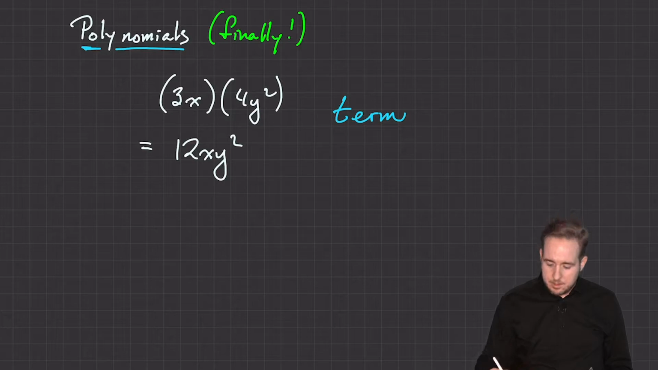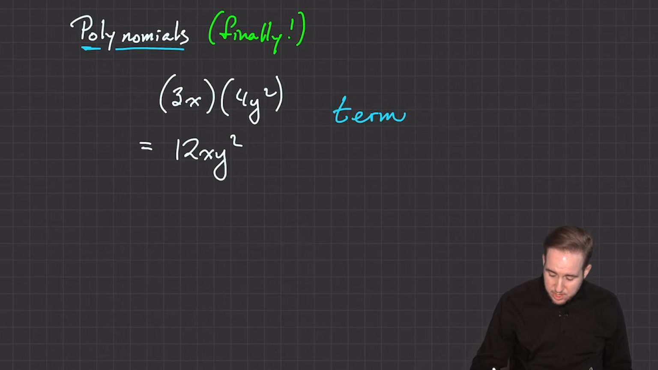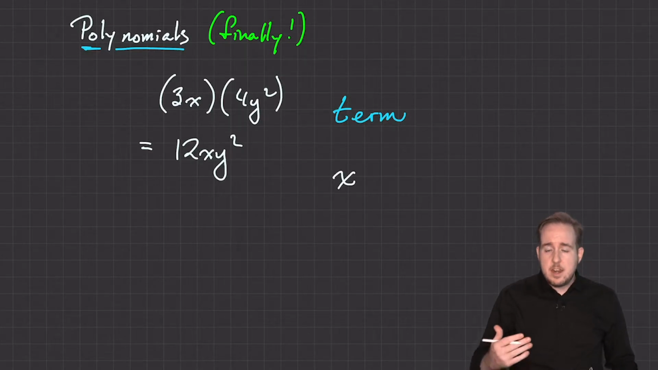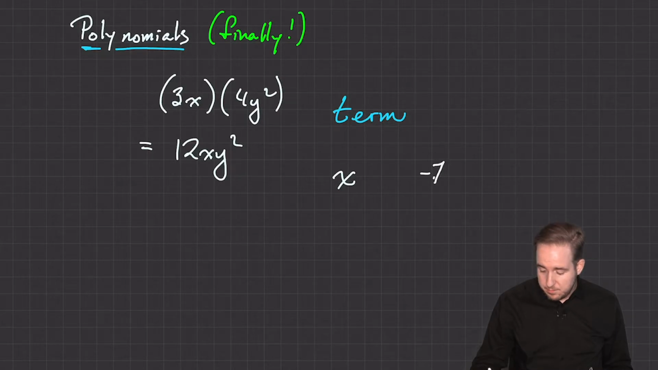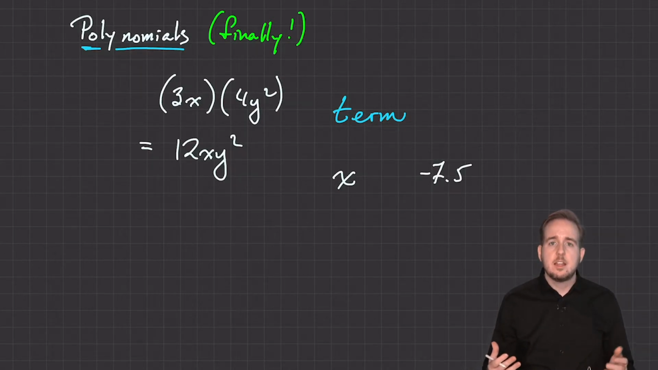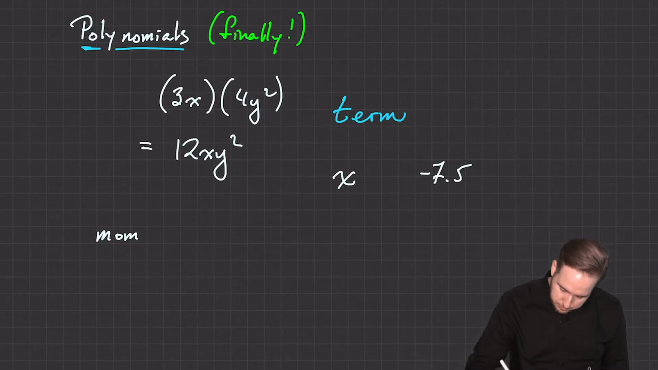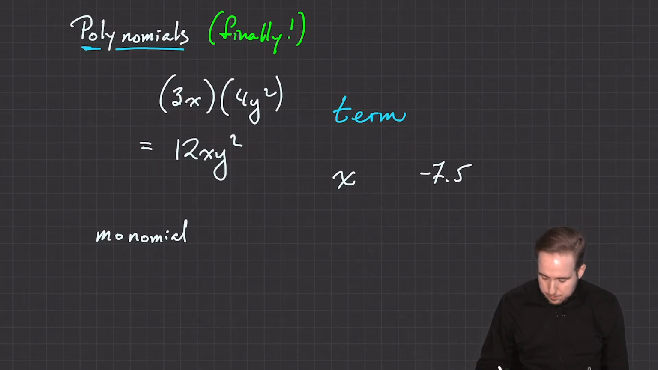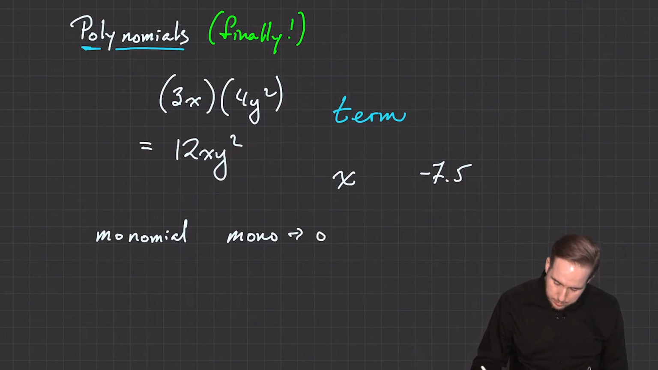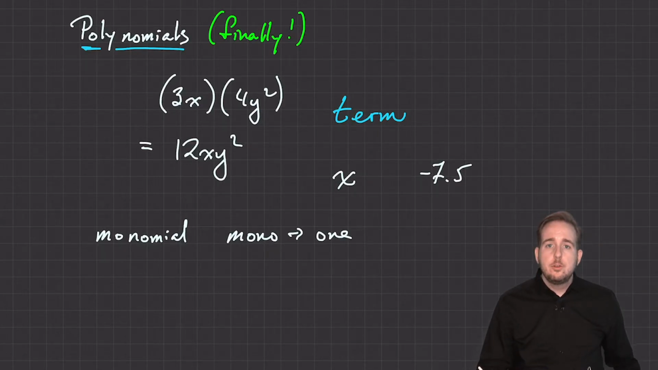And a term can be something fancy like this, and a term could be something as simple as just an x by itself, or even a number by itself like minus 7.5. So as far as what a term can be, there's a lot of flexibility. And if you have one term by itself, that is a monomial. And the prefix mono means one.